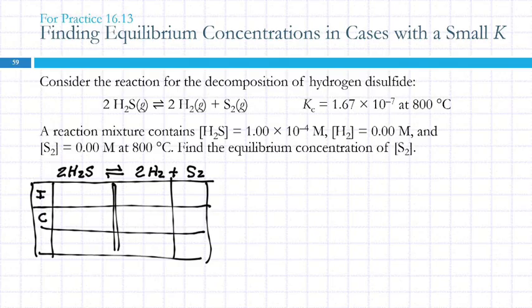ICE. So the initial concentration of H2S is 1.00 times 10 to the minus 4. And this is 0, and this is 0.